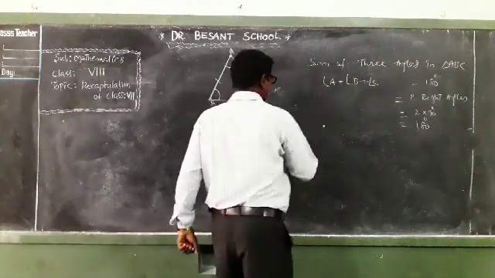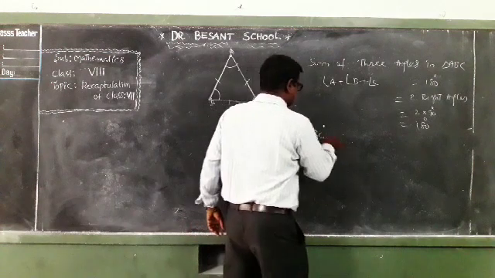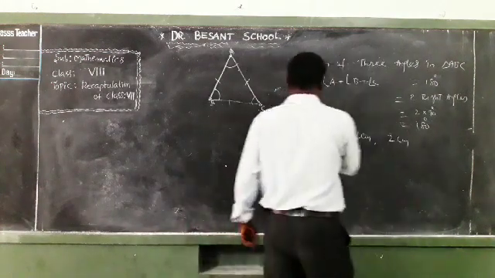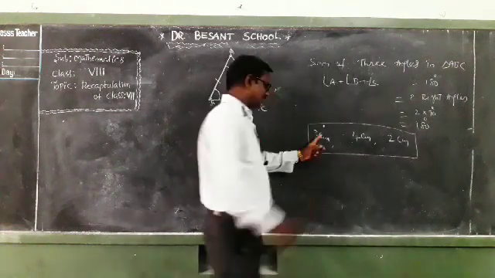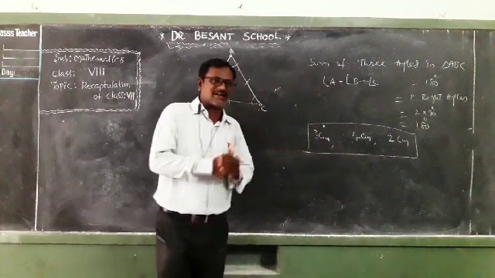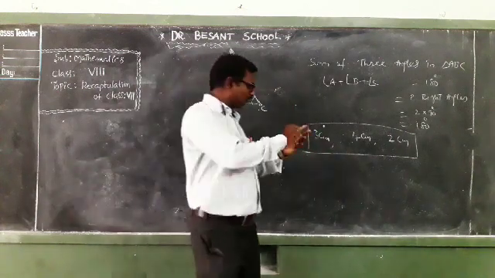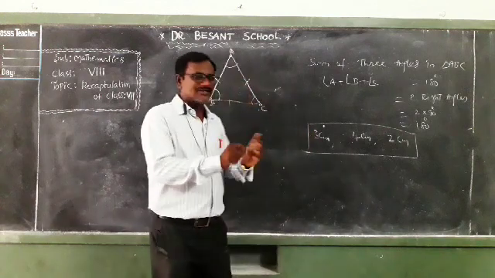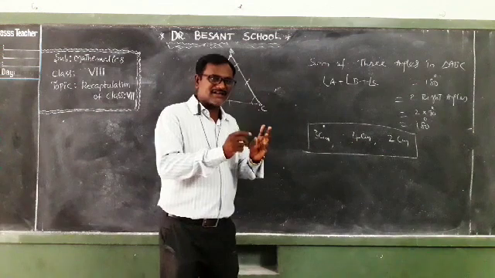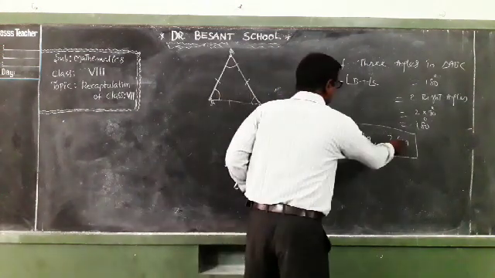And also, see what we learned from this chapter: 3 centimeters, 4 centimeters, again 2 centimeters. With these measurements, can we construct a triangle or not? If you use a protractor, scale and compass to draw a triangle, can we form a triangle with these measurements or not? We cannot form a triangle.